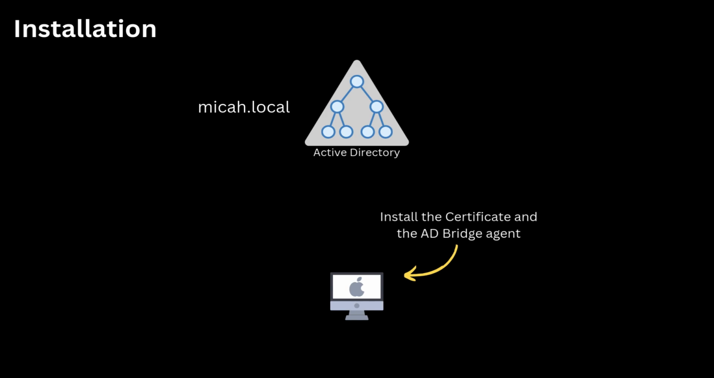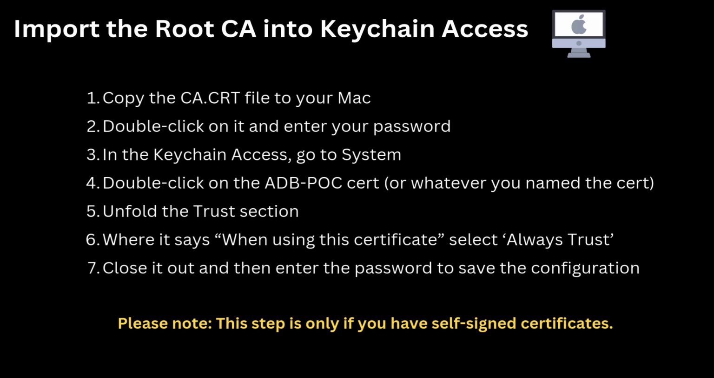We'll start by installing the self-signed root CA certificate onto the Mac machine and then install the AD Bridge agent. Copy the ca.crt file onto your Mac. This file was created during the AD Bridge portal installation, or you may already have your own. Then proceed with the steps to trust this certificate. I'll show you the exact steps in this video.